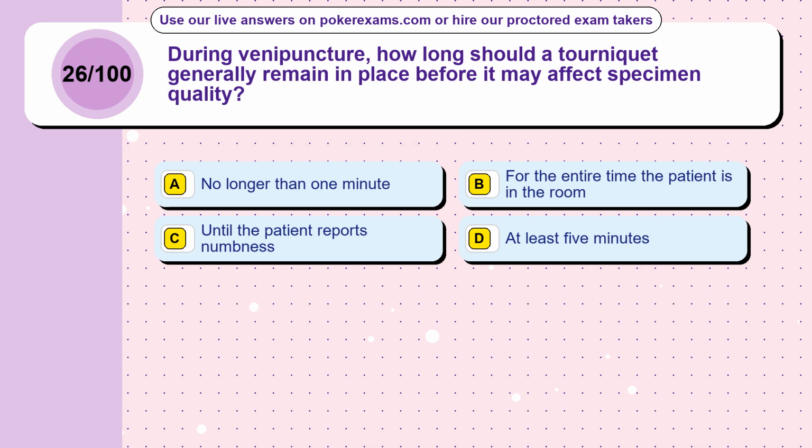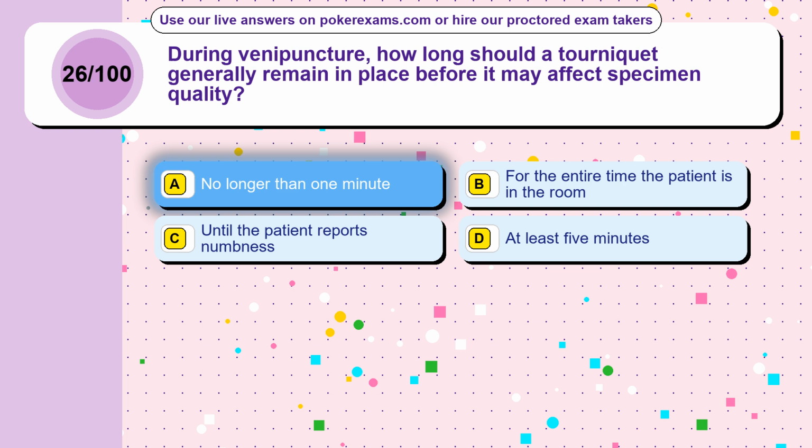Question 26. During venipuncture, how long should a tourniquet generally remain in place before it may affect specimen quality? Option A, no longer than 1 minute. Option B, for the entire time the patient is in the room. Option C, until the patient reports numbness. Option D, at least 5 minutes.